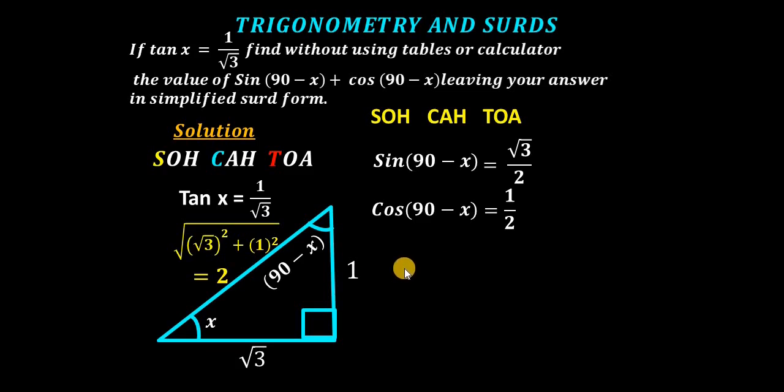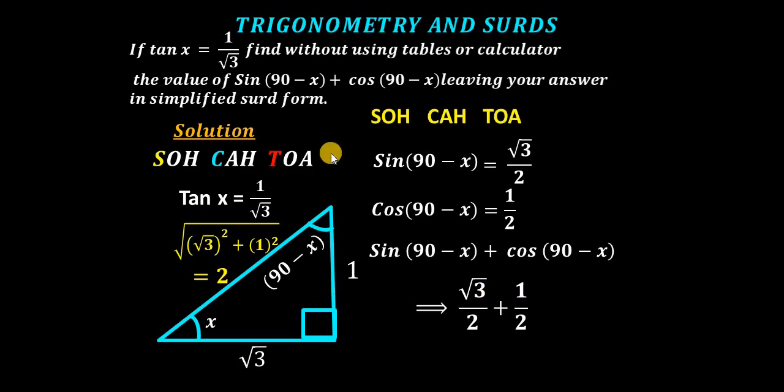Now the question required us to determine sine of 90 minus x plus cosine of 90 minus x. And now that we have the values as root 3 over 2 for sine of 90 minus x and 1 over 2 for cosine of 90 minus x, we take the sum of the two, which is root 3 over 2 plus 1 over 2. We cannot simplify this further, and therefore it is in simplified surd form as desired in the question, and this is the final answer.